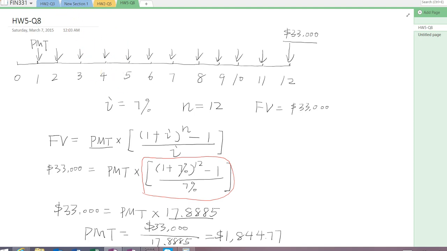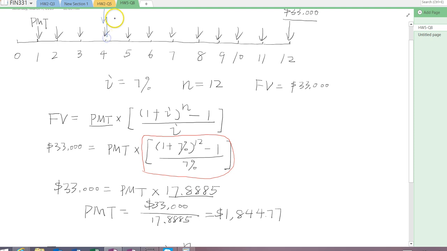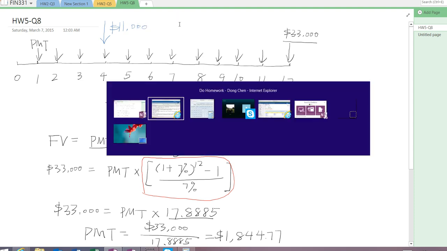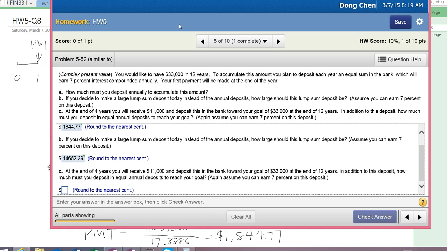So let me just put down what happened in this chart. Let me use a blue pen to denote this additional cash flow, which occurs in year 4. So this amount is $11,000. Let me double check I got it right. Yes, by the end of the 4 years we receive this amount.